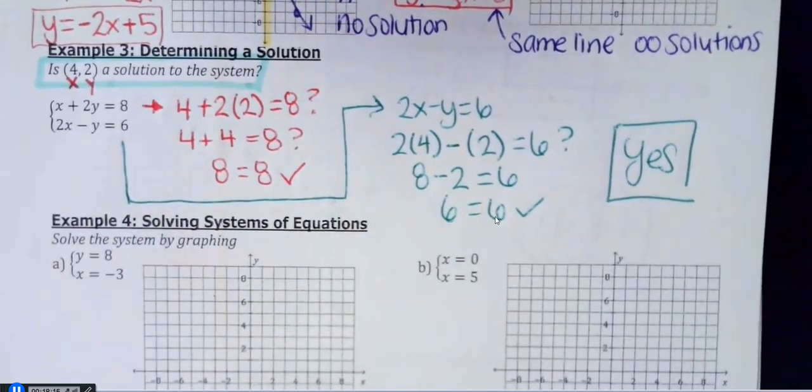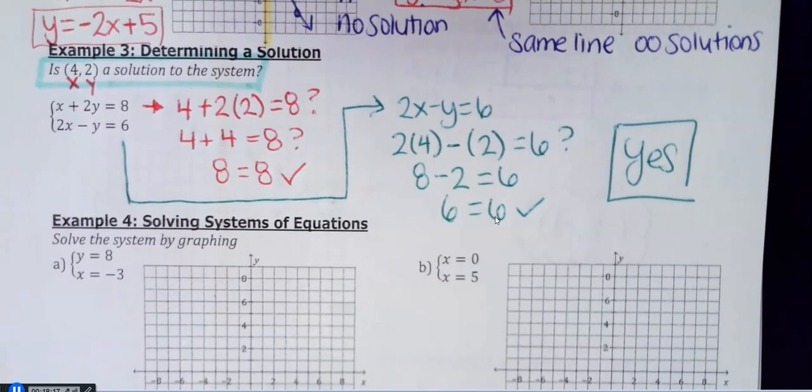So I would write yes there. If one of those was not true, then you would say no. If both of them are not true, you would say no. It has to work for both. Okay, anybody have a question?